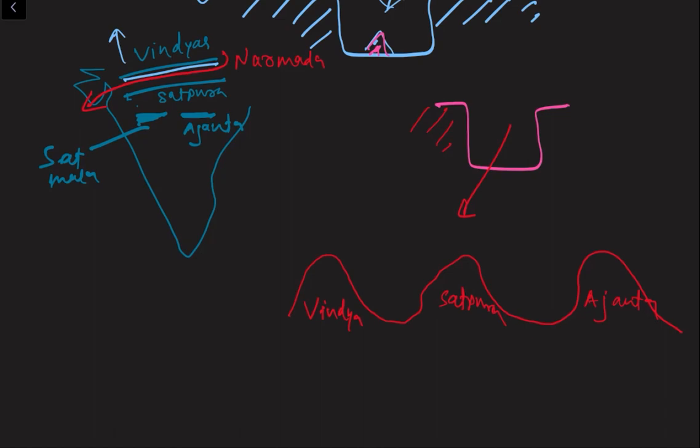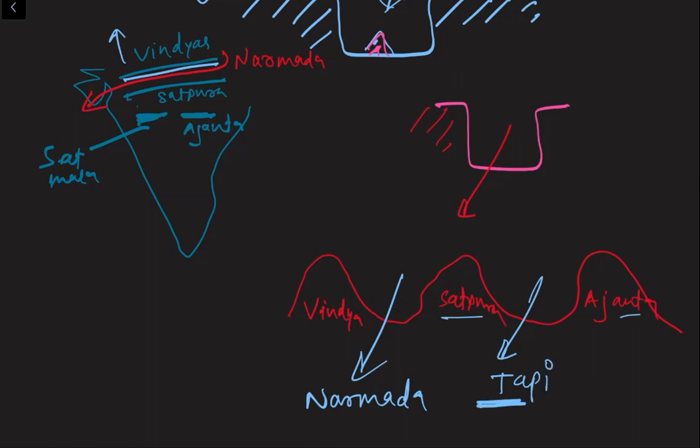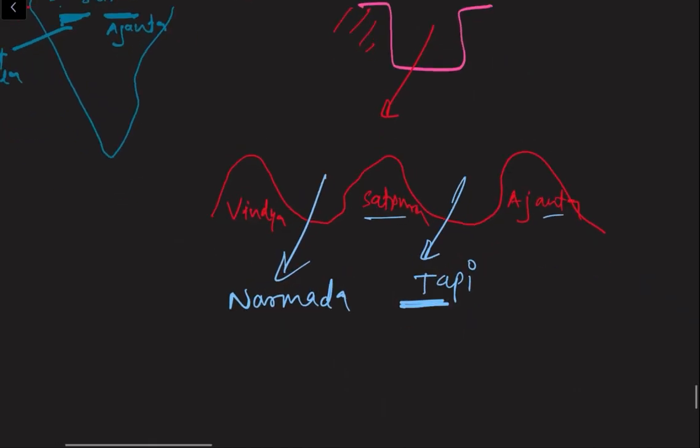Now, between these mountain ranges, you will find the river systems. For example, between Vindhya and Satpura, you have Narmada. Between Satpura and Ajanta range, you have Tapi. So these are the rivers which are flowing at the graben region, at the bottom of these block mountains. Graben, or these valleys which are created by these block mountains. Right?